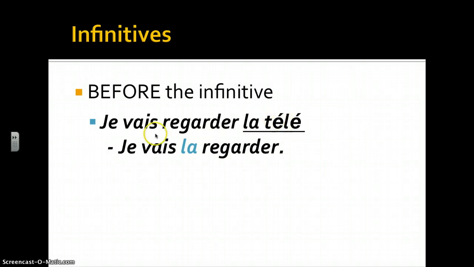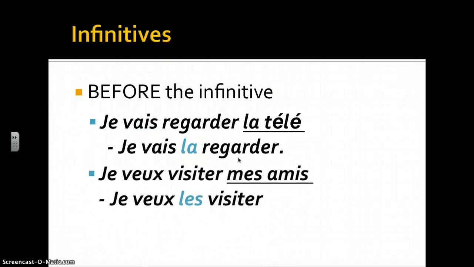I'm going to watch the TV, je vais la regarder. And the reason is because we want to put this object as close as we can to the verb that's being quote-unquote modified by it. It's not I'm going to it, it's I'm watching it. So we want to put the it as close to the regarder as possible. Ooh, bouncing in another word.